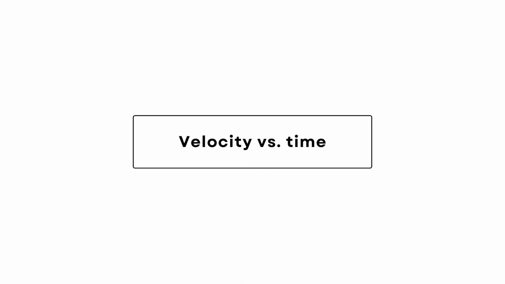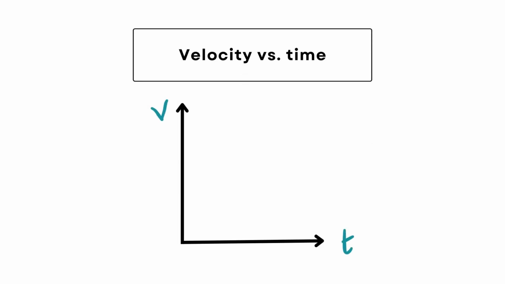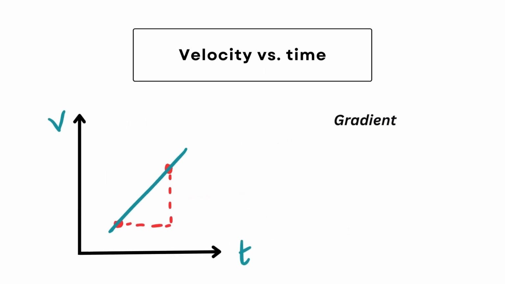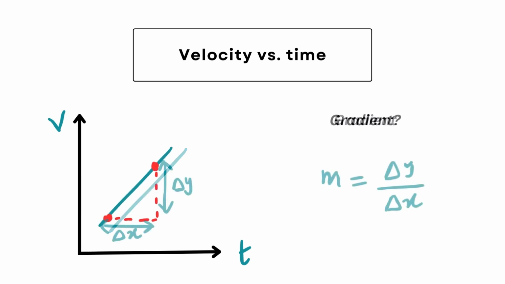Now let's move on to the velocity versus time graph, where we have velocity on the y-axis and time on the x-axis. Now, let's suppose we have yet another graph line evaluated on this graph. Once again, we can measure its gradient, and we'll take the same approach as before. Take 2 points, construct a gradient triangle like the one shown here, and then use it to evaluate the gradient as per usual. Delta y divided by delta x.